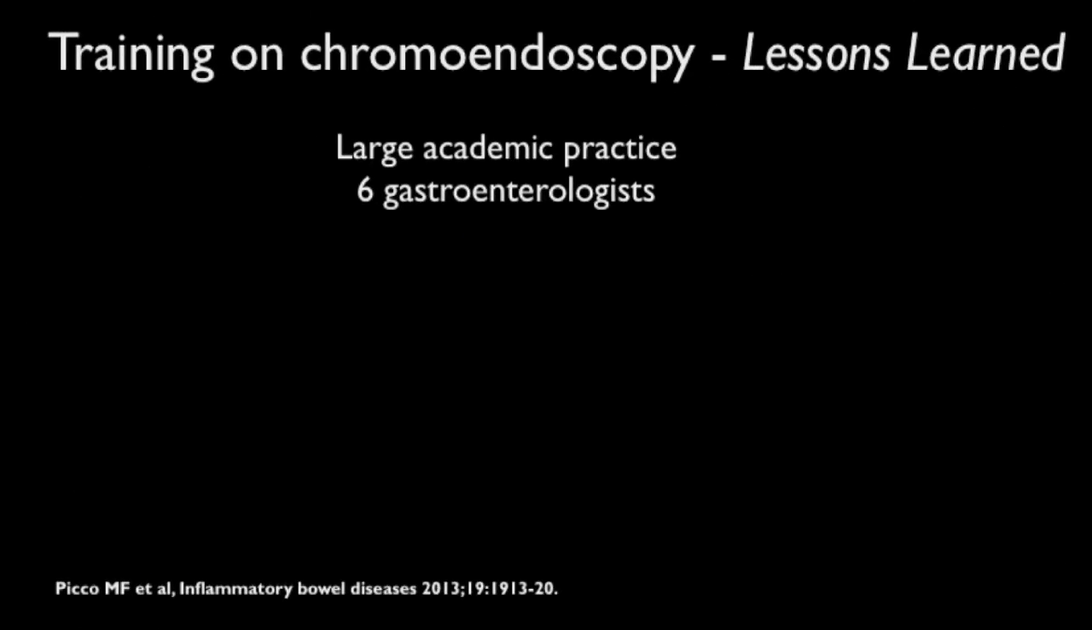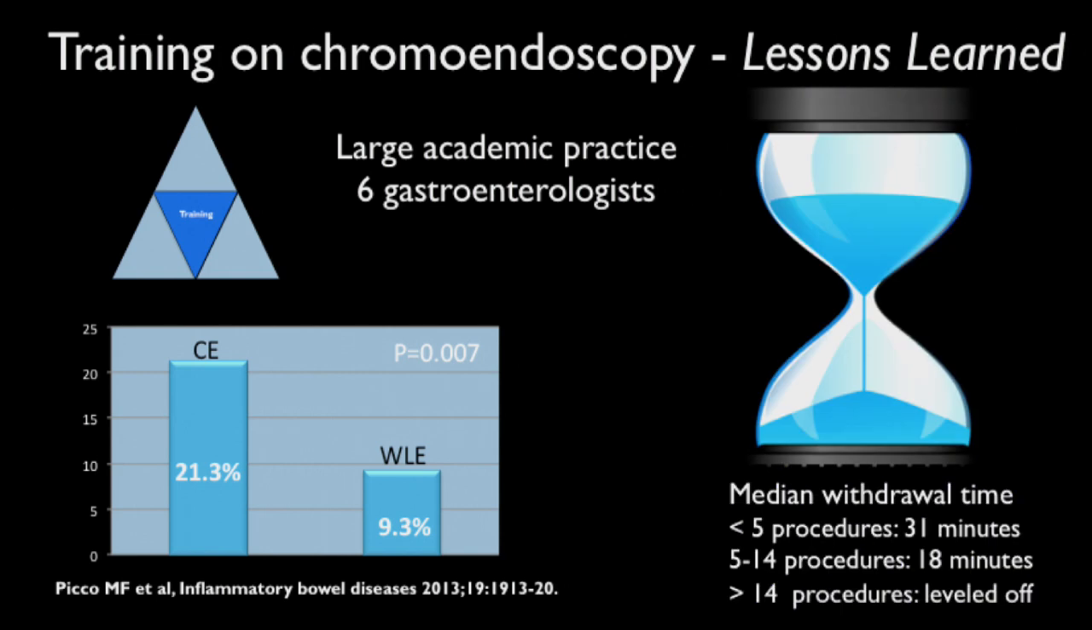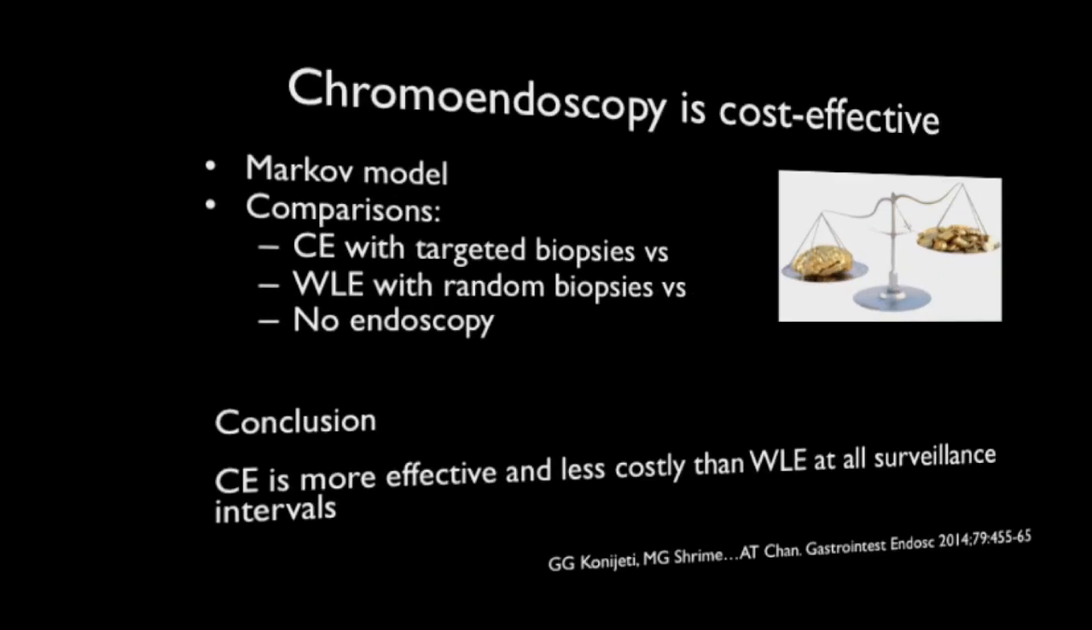In an academic practice, the gastroenterologists were familiarized with the performance of chromoendoscopy and image interpretation. Subsequently, they assessed dysplasia detection in 75 patients with chronic ulcerative colitis using white light endoscopy followed by chromoendoscopy. Chromoendoscopy detected significantly more dysplasia than white light endoscopy. Notably, the median colonoscopy withdrawal time decreased from 31 minutes for fewer than 5 procedures versus 18 minutes for 5 to 14 procedures and leveled off thereafter.